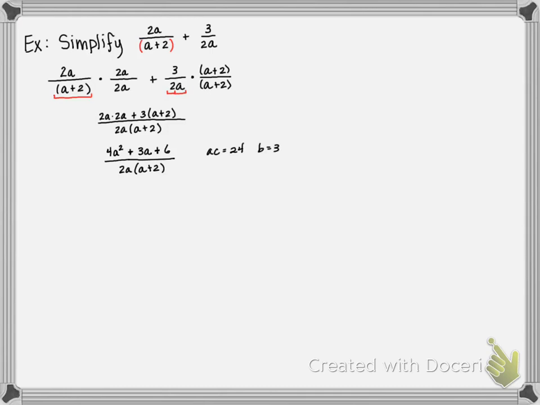And if everything's positive, AC is way too big to have factors that add to 3. Right? The only way for us to have factors that add to 3 would be if one was positive and one was negative. And that's not the case here because everything is positive. And so that's not going to factor.